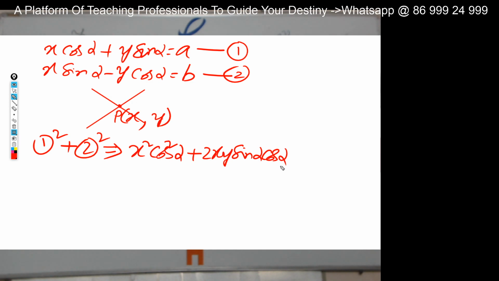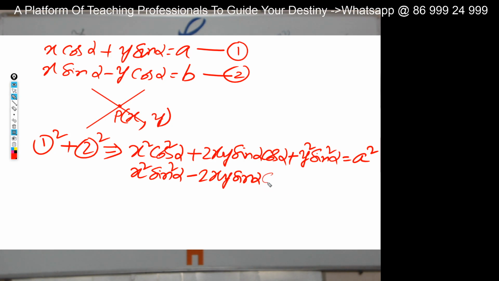x square cos square alpha plus 2xy sin alpha cos alpha plus y square sin square alpha is equal to a square. And here also, x square sin square alpha minus 2xy sin alpha cos alpha plus y square cos square alpha is equal to b square.